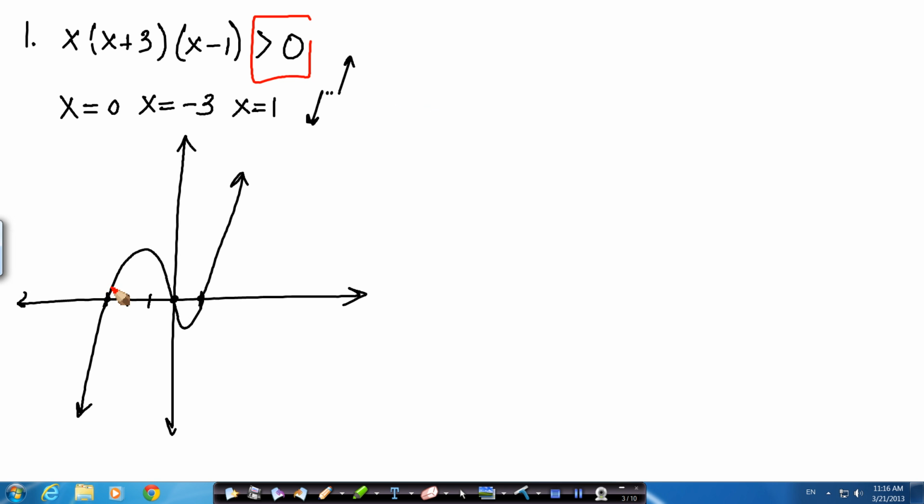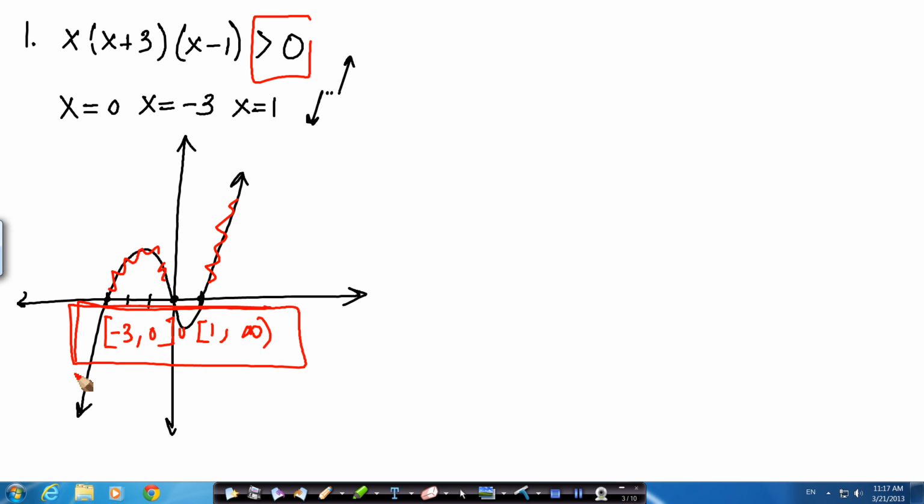Well, it's greater than 0 here and here, right? So that means it is greater than 0 in between negative 3 and 0, and when x is greater than 1. So the solution to this inequality is easily seen from the graph. The solution would be the set of x between negative 3 and 0 and between 1 and positive infinity.